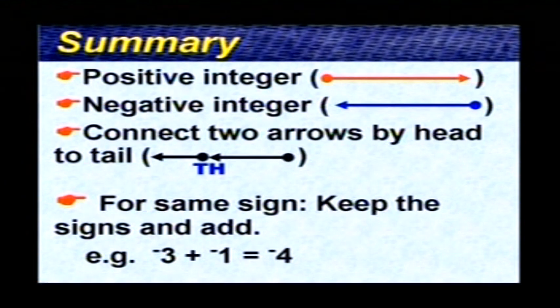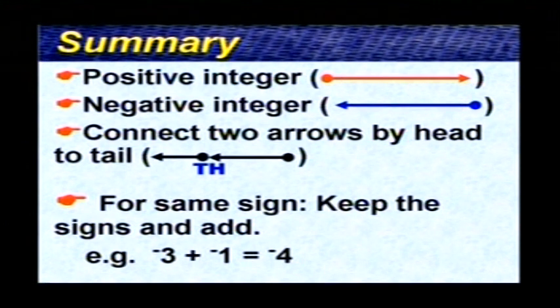Receiving students and 7s, our last summary point. When we are adding positive integers or negative integers, connect the two arrows head to tail. As you can see, a demonstration or example is being shown there. That's how you show adding of negative and positive integers on the number line.